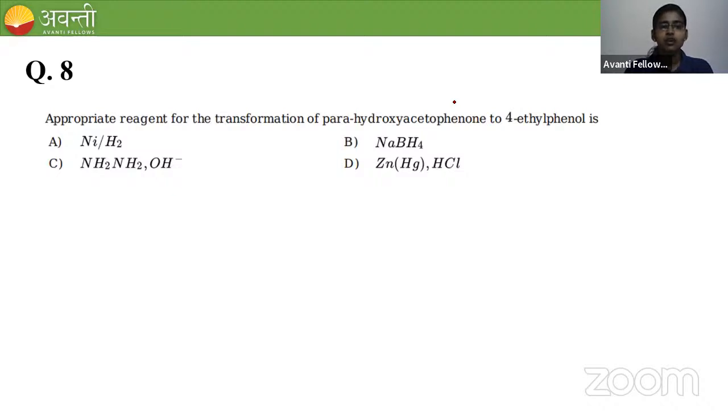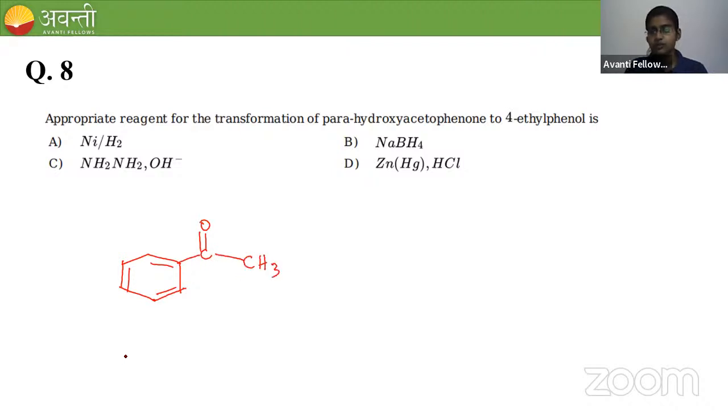Then, the appropriate reagent for the transformation of para-hydroxyacetophenone to 4-ethylphenol is. So what we are supposed to do? The appropriate reagent used for the transformation of para-hydroxyacetophenone. So what is para-hydroxyacetophenone? First, you have to draw the structure of acetophenone. It is C6H5, C double bond O, CH3.